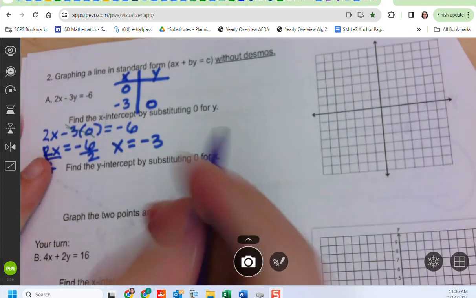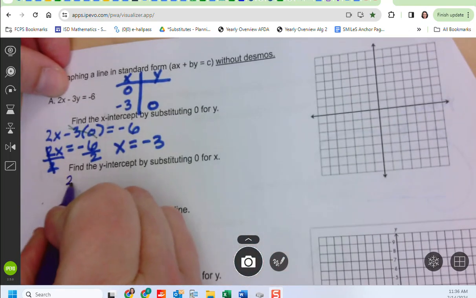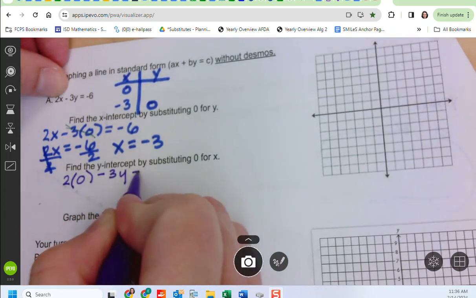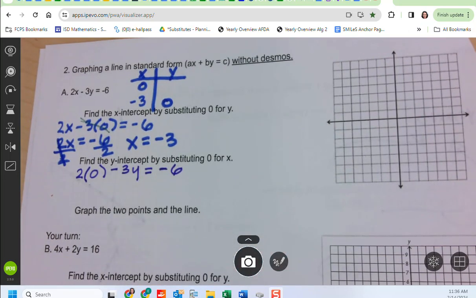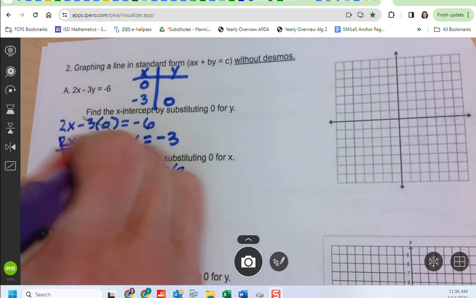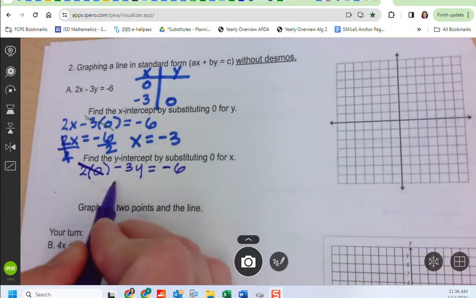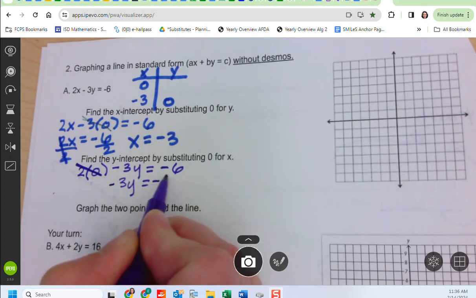So we're going back to this equation, but this time we're going to put 0 for the x. So I'm going to write 2, and then instead of x, I'm going to put 0. Minus 3y equals negative 6. All right, 3 times 0, what do you get? Nope, 2 times 0, what do you get? Still 0, right? 2 times 0 is still 0. Even though I said the wrong problem at first, the answer was the same, still 0. So be careful now, because this negative belongs to the 3y. We have to bring it down. So that negative comes down. Negative 3y equals negative 6.